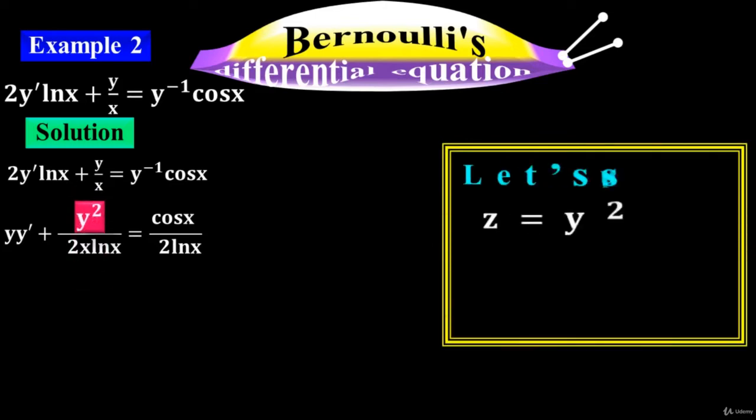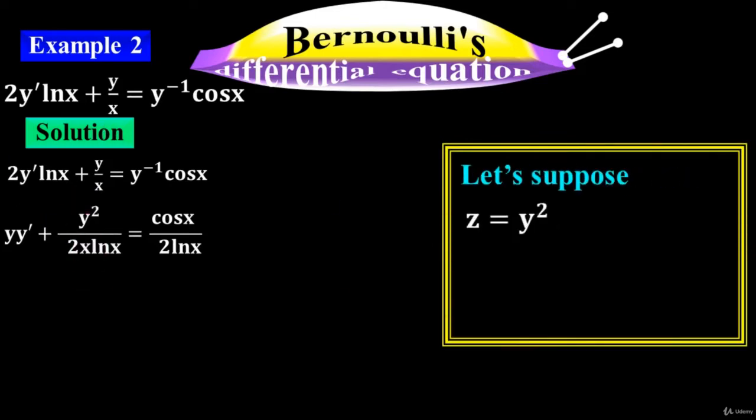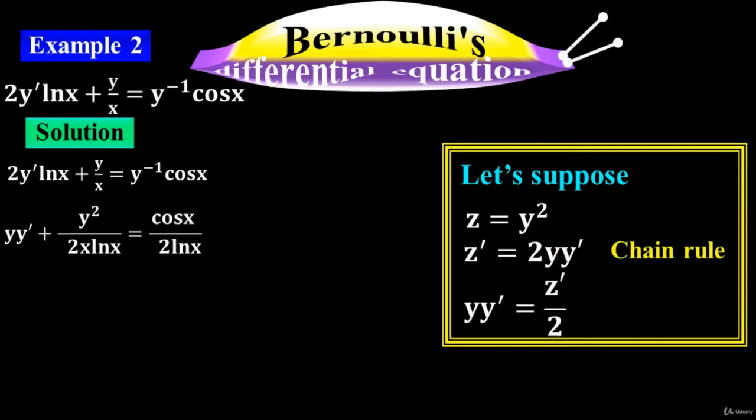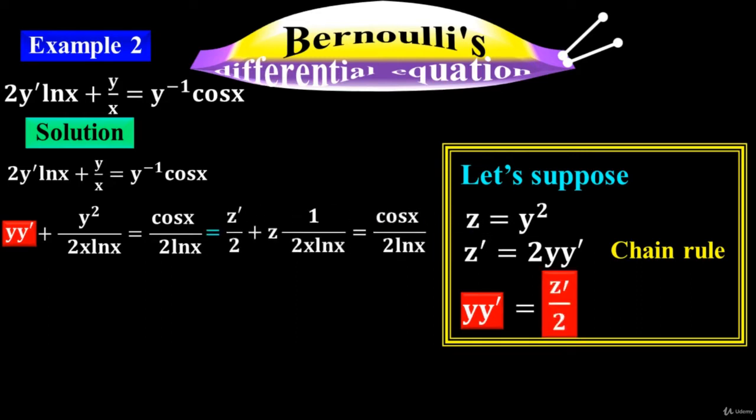Let's suppose y squared equals z. Take the derivative on both sides. z prime equals 2y times y prime, because of the chain rule. After separating the variables, I have now y times y prime equals z prime over 2. Just replace y times y prime by z prime over 2 here, and obviously y squared by z.